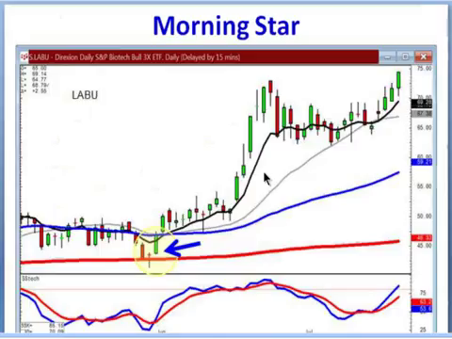There are many stochastic indicators in the TOS platform. Which one do you use? The 12, 3, 3.